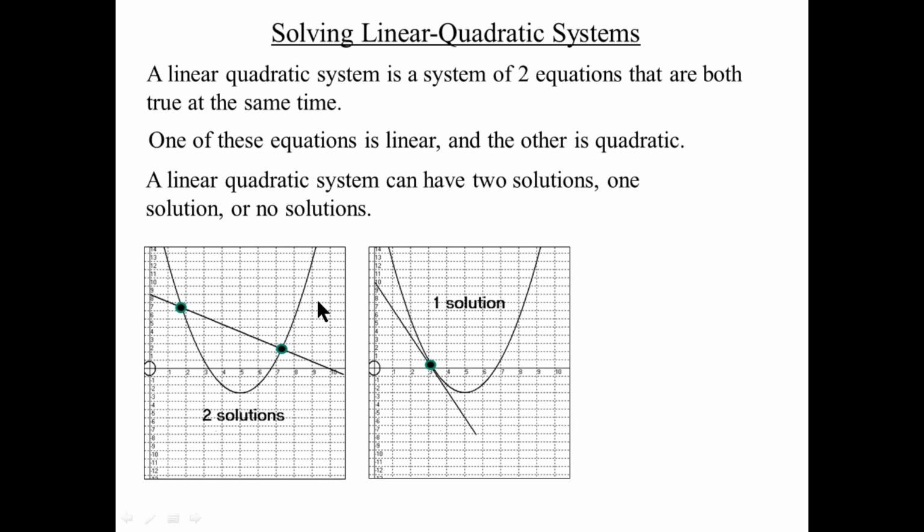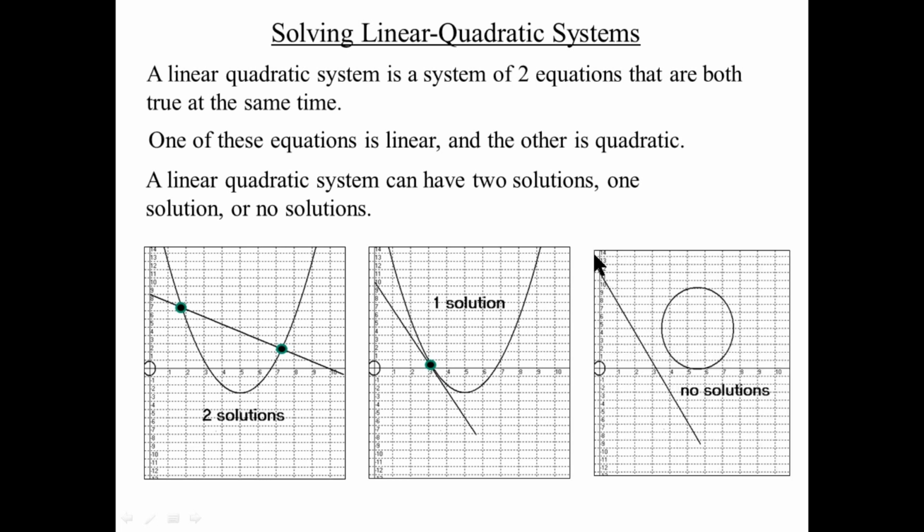Now, what I'm going to show you is a second-degree relation which behaves very much like a quadratic. This is a second-degree relation. It's a circle, and this is a line that completely misses the circle, and so there's no solutions here.